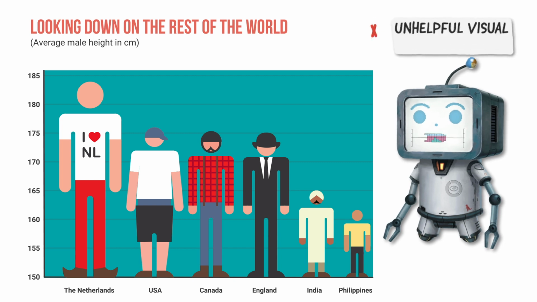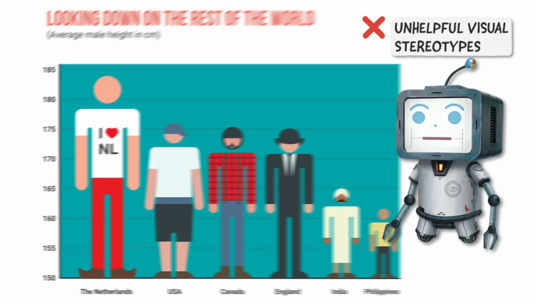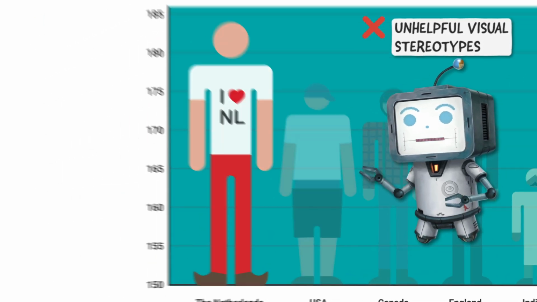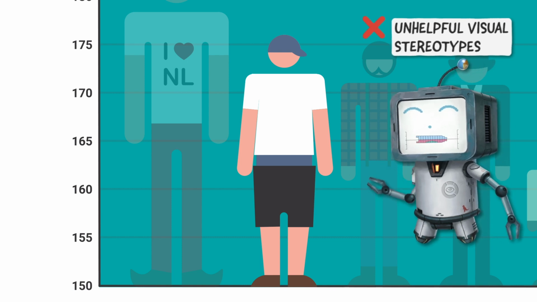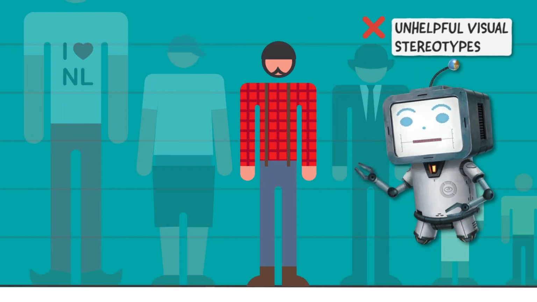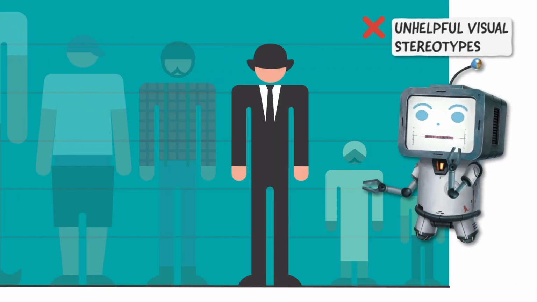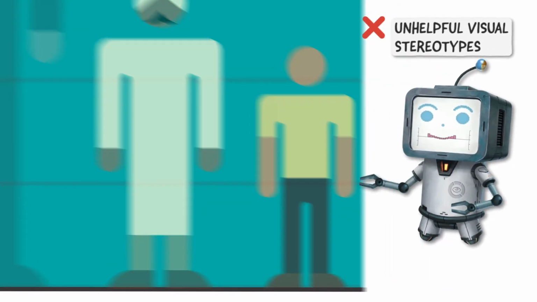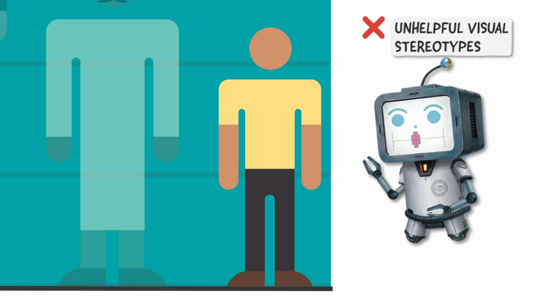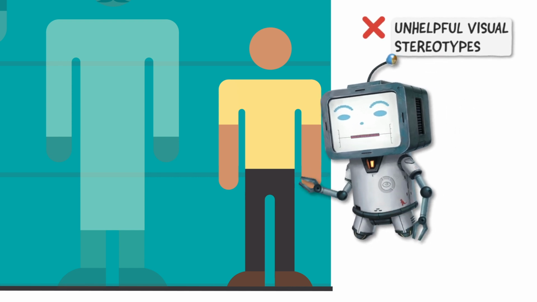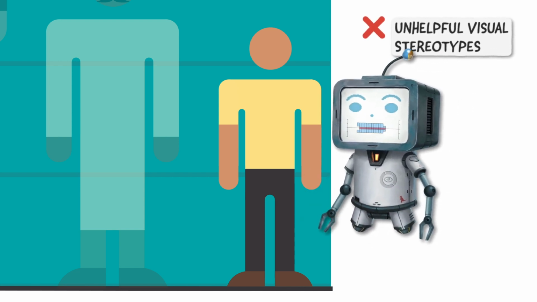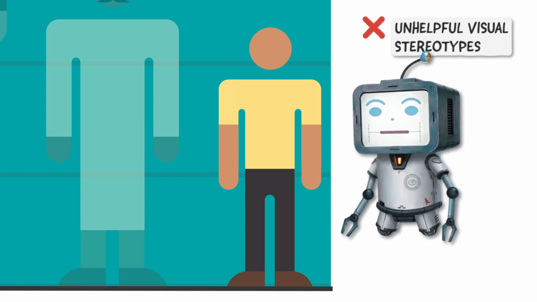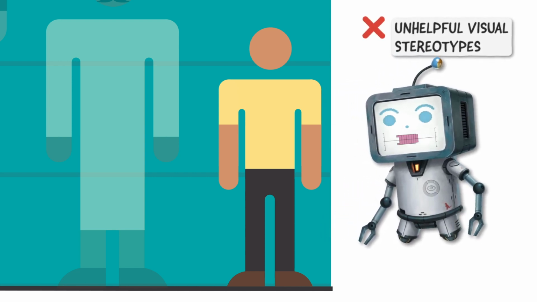Another issue is with the stereotypes representing each country. The Netherlands wear clogs, Americans are all fat and dressed like skaters, Canadians are all lumberjacks, all English people wear suits and bowler hats, all Indians wear dhotis and dastas, and Filipinos wear yellow t-shirts? Actually, they seem to be the only normal ones here, apart from being 3.5 times smaller than they actually are.